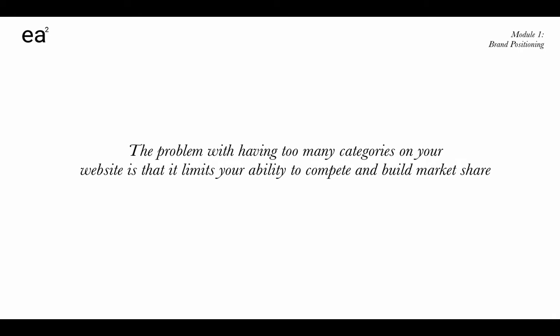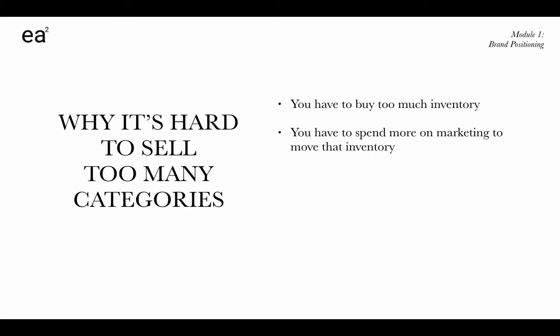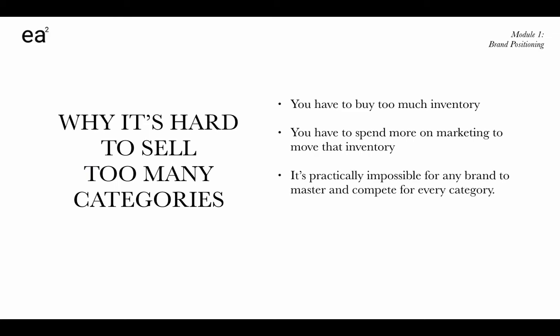However, the problem with having too many categories on your website is that it limits your ability to compete and build market share. So, why is it so hard to sell too many categories on your website if you are doing that right now? You have to buy too much inventory. You have to spend more on marketing this additional inventory.